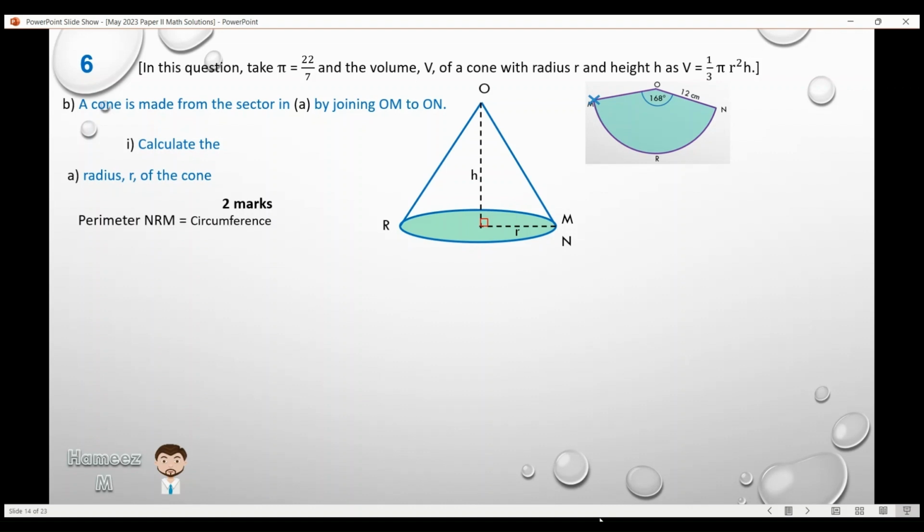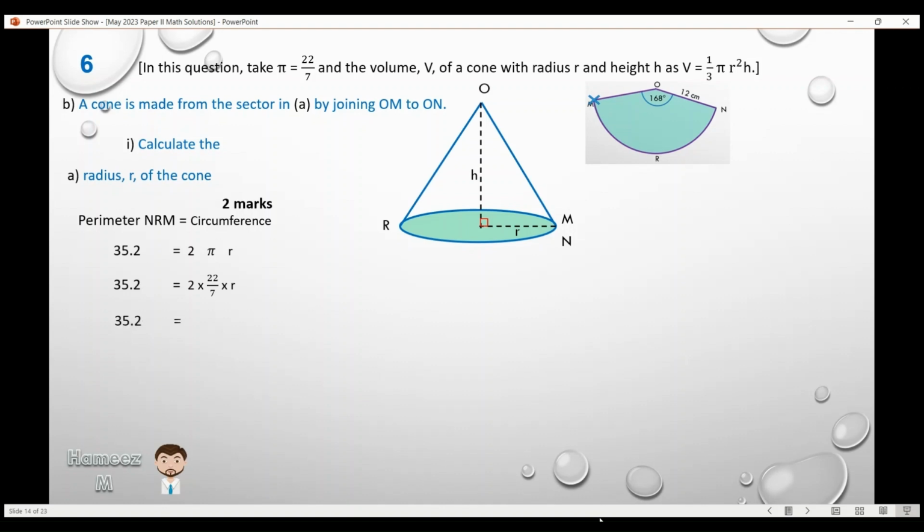The perimeter NRM, which we just worked out in part A, is equal to the circumference of this circle at the base of the cone. And we can substitute. We worked out the perimeter NRM to be 35.2 centimeters, and the formula for the circumference of a circle is 2 times pi times r. So we can now substitute: 35.2 is 2 times 22 over 7 times r. If we notice, we have one equation and one unknown, so we can solve it.